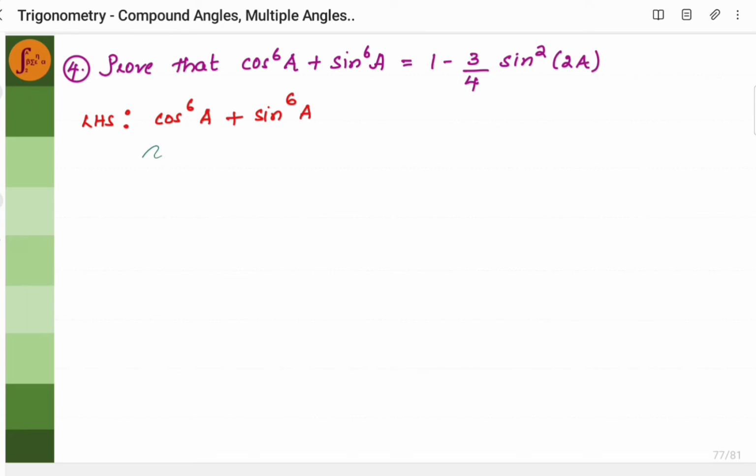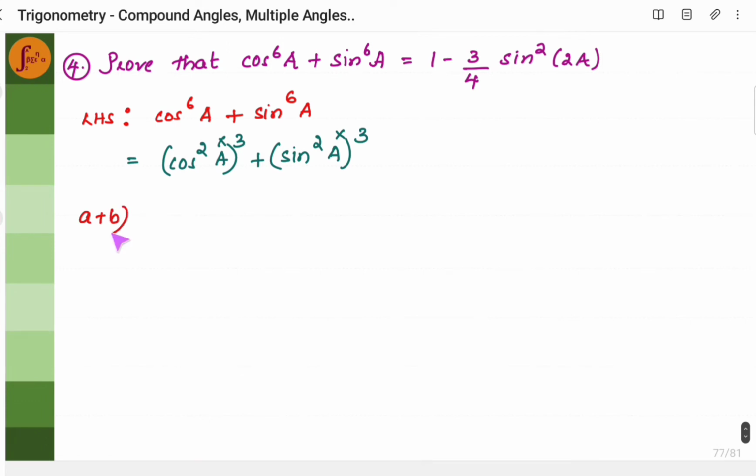Now what we will do is, we will write this as cos square A, the whole cube, plus sine square A, the whole cube. So we can write the 6 in this form because 2 into 3 is 6. So we'll split it up, right? The reason we split it up is because it's easy for us when there is cos square and sine square. So we are going to put cos square inside the bracket and put 3 outside.